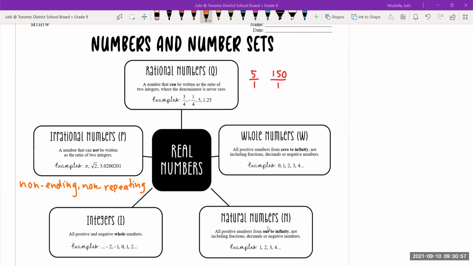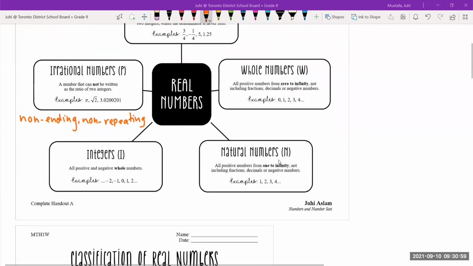Okay, the next one to note is a natural number. Natural numbers are all positive numbers from the number 1 to infinity, not including fractions, decimals, or negative numbers. What is the difference between a whole number and a natural number? It seems like it's the exact same definition, but there is one important difference. Yeah, which one includes 0?